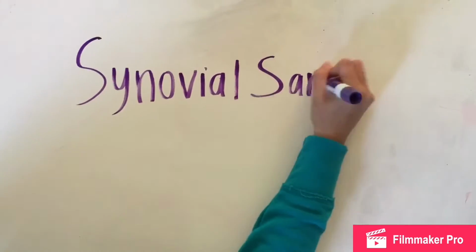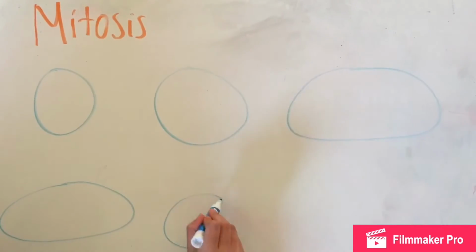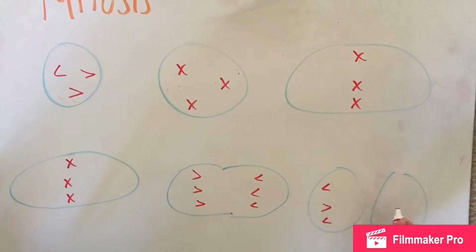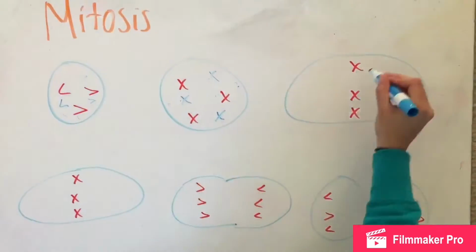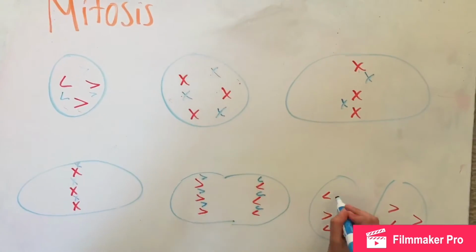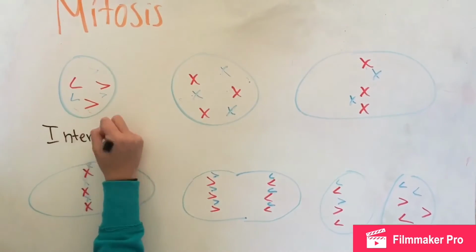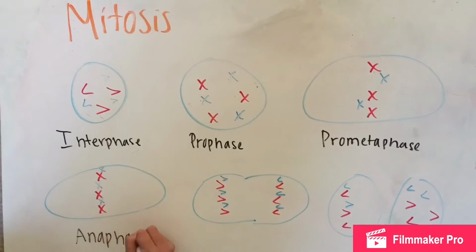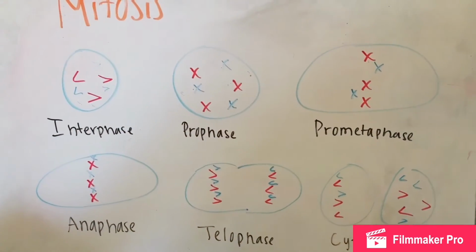So our cancer we're going to be talking about is synovial sarcoma. So first, mitosis takes place, and what happens here is that cell division results in two daughter cells, each with the same number and type of chromosomes as their parent nucleus. There are 6 phases, which happen to be interphase, prophase, prometaphase, metaphase, anaphase, telophase, and finally cytokinesis.